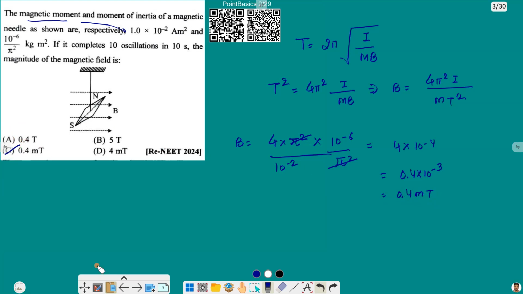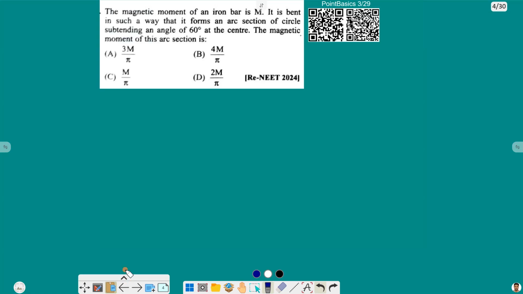Let's move to the next question. The magnetic moment of an iron bar is M. It is bent in such a way that it forms an arc of a circle subtending an angle of 60 degrees at the center. We have to find out the magnetic moment of this arc.